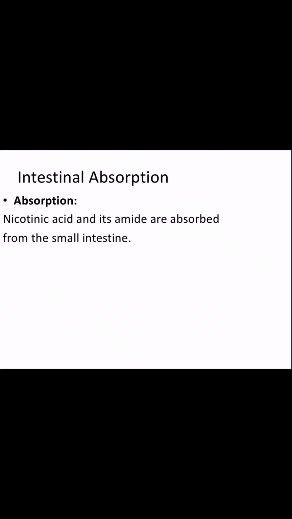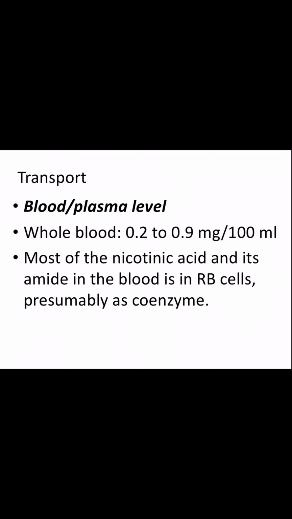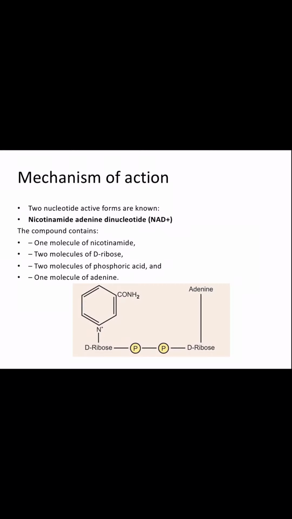Intestinal absorption. Nicotinic acid and its amide are absorbed from the small intestine. Transport. Whole blood levels are 0.2 to 0.9 milligram per 100 ml. Most of the nicotinic acid and its amide in the blood is in red blood cells, presumably as coenzymes. They act as coenzymes. So we'll see what the structure is and how the mechanism of action occurs.